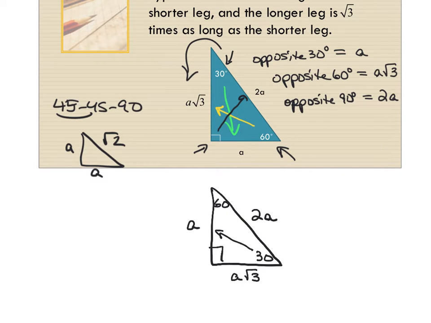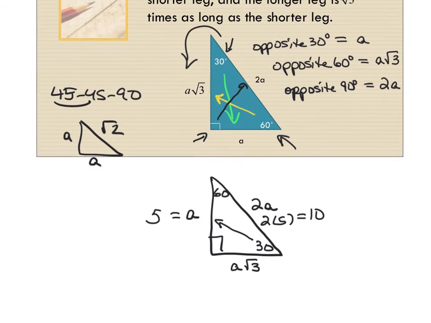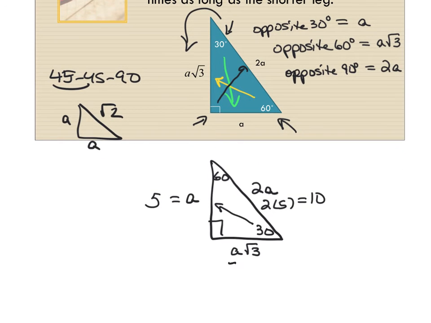So if I start out by giving you A equals 5, then to find the hypotenuse, I just take that 5 and times it by 2. And then to find the side across from the 60, I just put the 5 in front of square root 3. So if you haven't memorized the relationship of the legs and the hypotenuse, then this problem gets a little difficult.